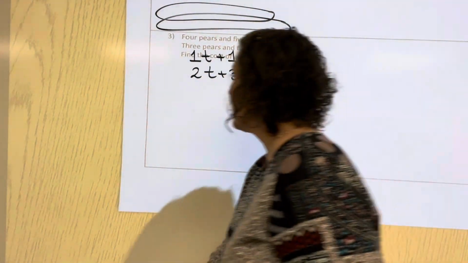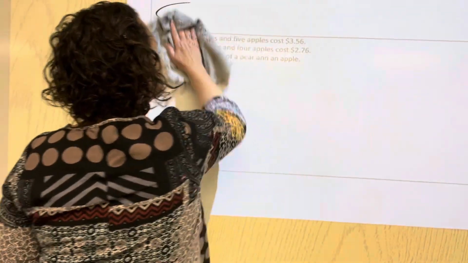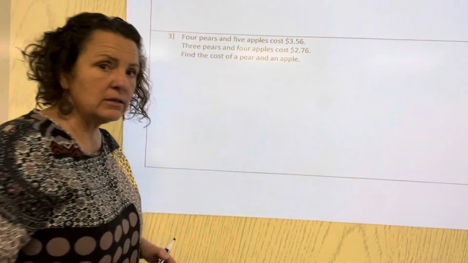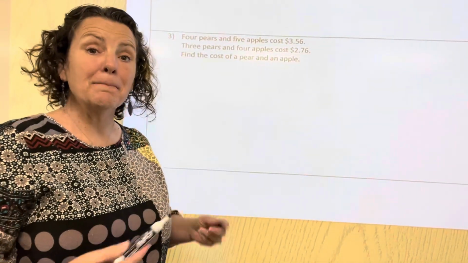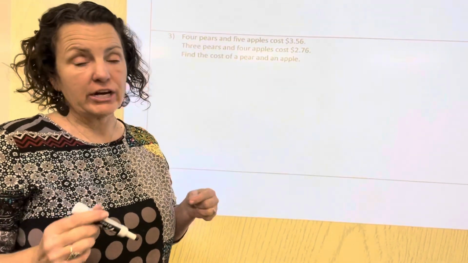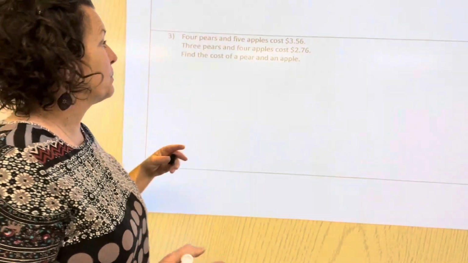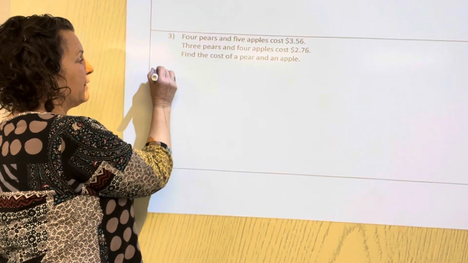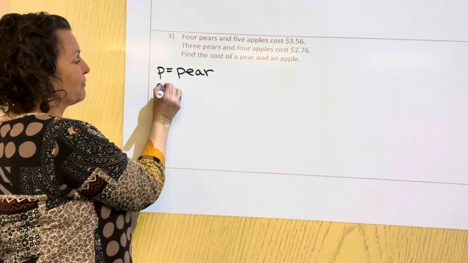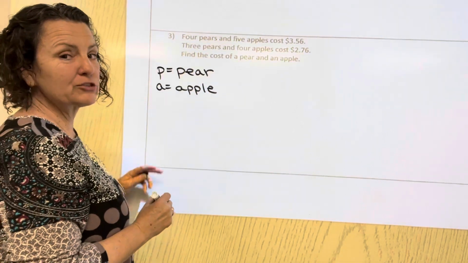This one's about pears and apples. Now again, you can use whatever letters you want, but what if this was pears and papayas? They both start with P. So you would have to change up your letters in that one because you can't use P for both, okay? But this one we're pretty good. I'm going to use P for pear. And I'm going to use A for apple. Cool, let's write this one.